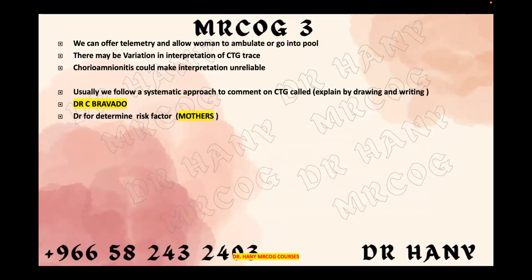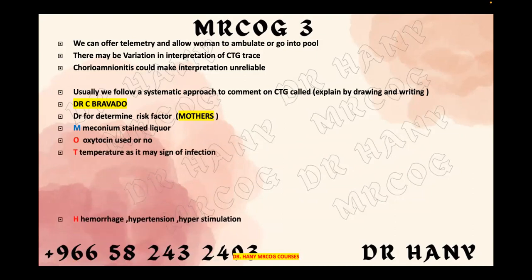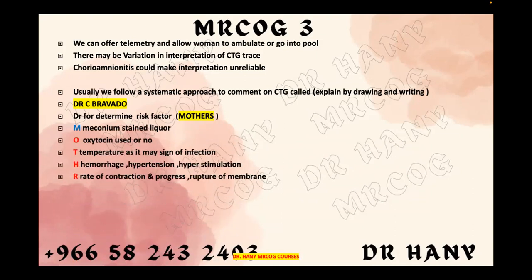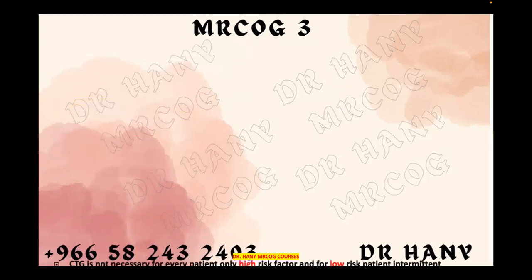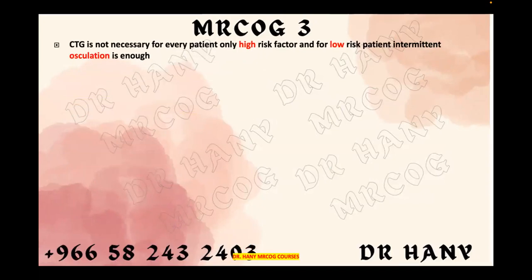DR determines the risk, and you can remember this by the mnemonic MOTHERS. The risk may be in the baby, like meconium stained liquor, oxytocin use or not, temperature high or not, hemorrhage, hypertension, hyperstimulation, the rate or number of contractions, the progress, whether there is rupture of membranes, and the scar, if there is a previous scar, and if the baby is breech or has another malpresentation. These are the risk factors, which are mainly the indications for the mother or the baby. So that determines the risk before delivery.